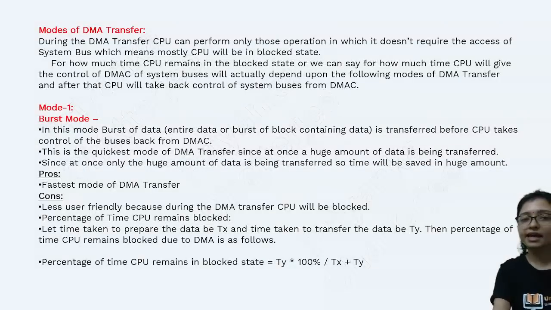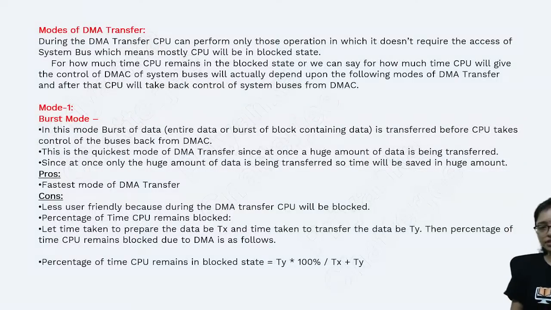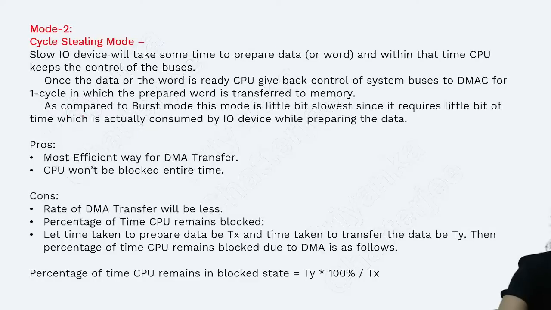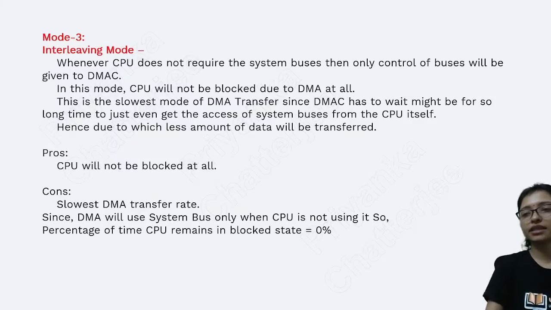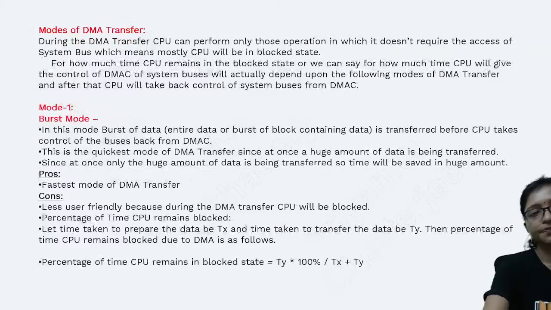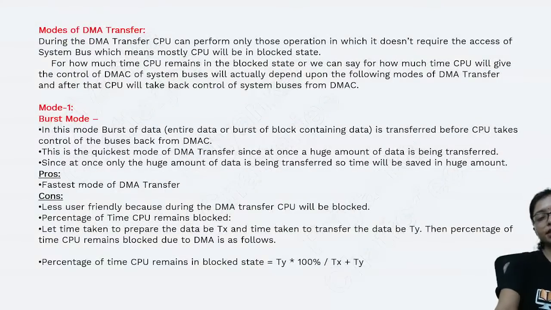Now you can see here three types of DMA mode. First one is burst mode. Next one is cycle stealing mode, and next one is interleaving mode. These are the three modes. What is the main difference between them? The main difference between them starts with burst mode.